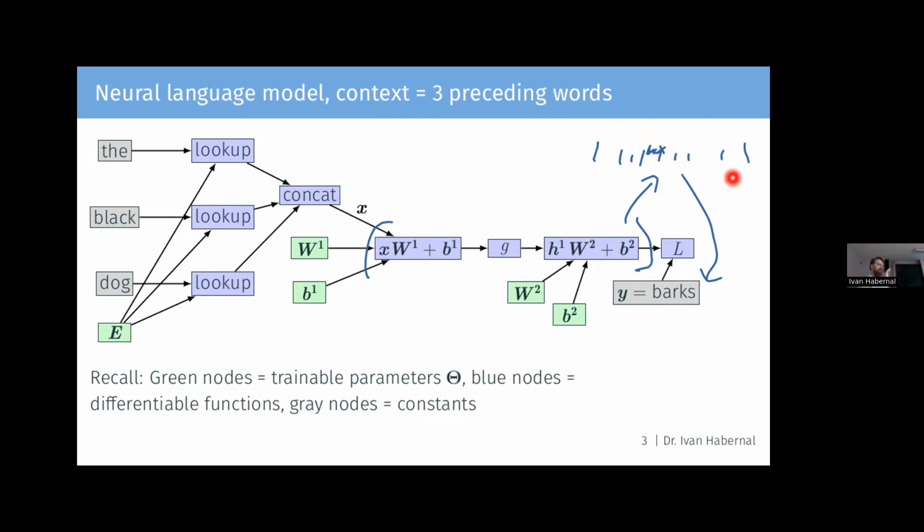Okay, so this is just a recapitulation from last time. And again, the green nodes are the trainable parameters, which we very fancily denote as theta. So the matrix of embeddings, and here the weights and biases for both layers. And the gray nodes are constants. Okay. Any question to this diagram?